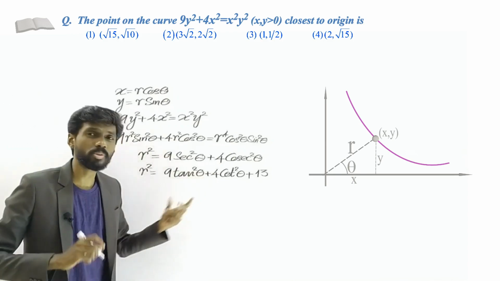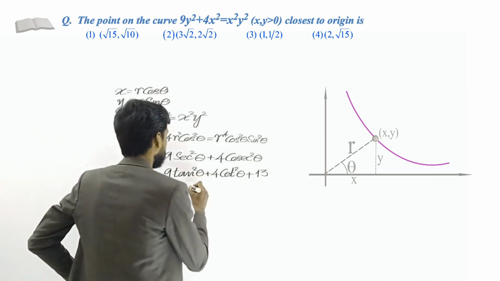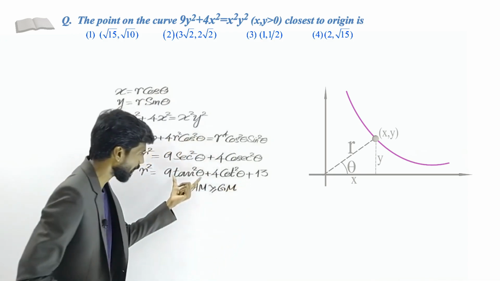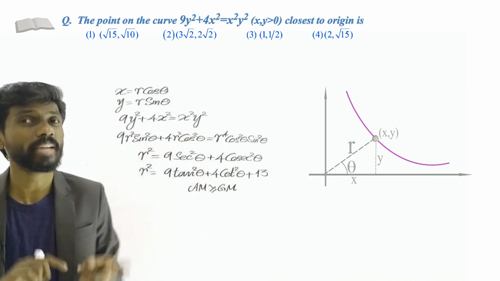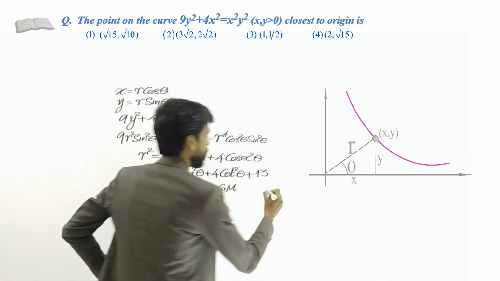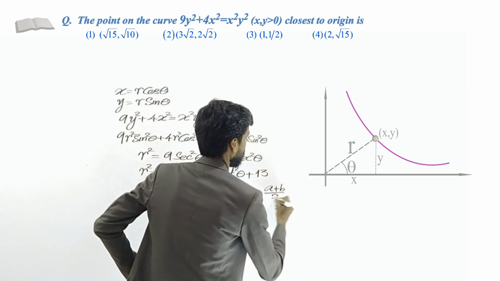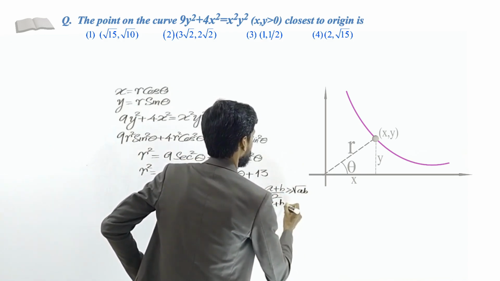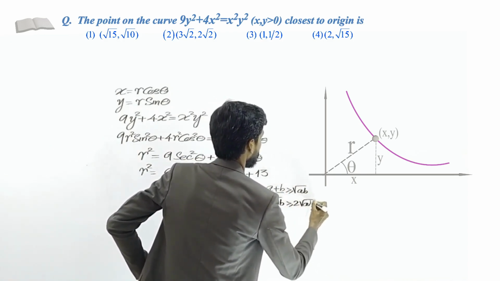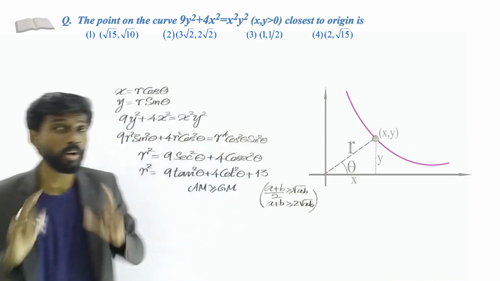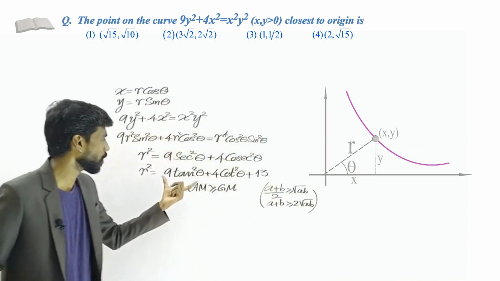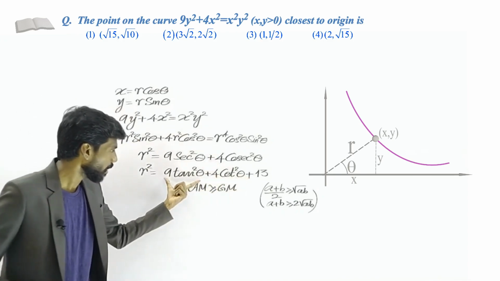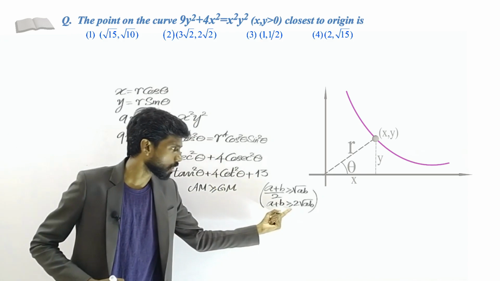Now instead of using the derivative method, we use the arithmetic mean, geometric mean method. Arithmetic mean is greater than or equal to geometric mean, because tan and cot are reciprocals of each other, so this AM GM will work. What is the AM GM method? Remember, a plus b divided by 2, that is the arithmetic mean, is greater than or equal to the geometric mean, root AB. That means a plus b is greater than or equal to 2 root AB, for positive values of a and b. Here these values are positive only, tan squared and cot squared.